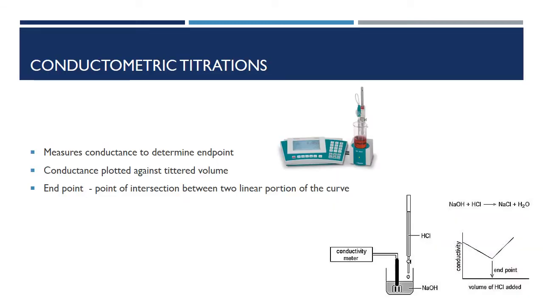Hello friends, in this session we will discuss conductometric titrations. Here we measure the conductivity of a solution during the process of titration and plot a graph of conductivity against volume. The endpoint is determined as a point of intersection between two linear portions of the curve.